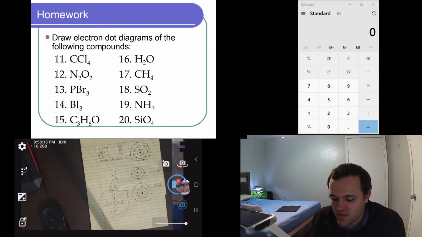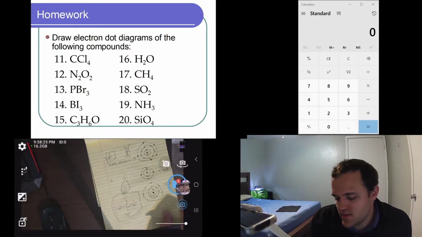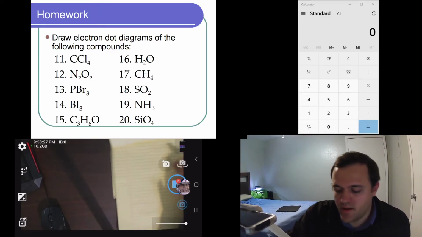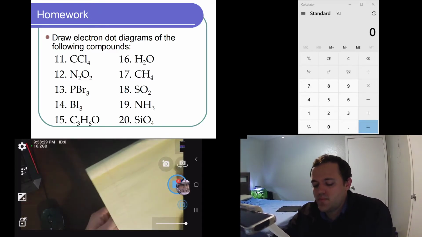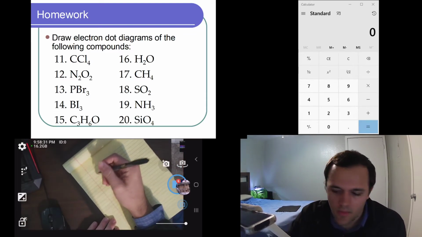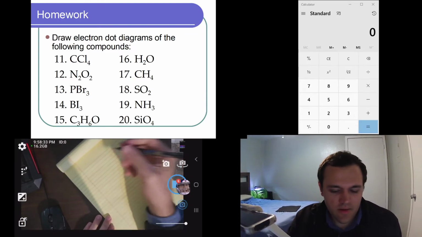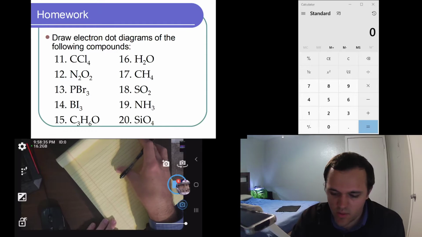So that one was relatively simple. A trickier one is going to be something like number 15, where you've got 3 different elements in there that you're worried about, and they're all going to have different numbers of valence electrons to work with.